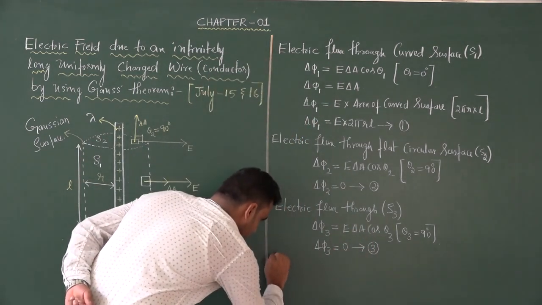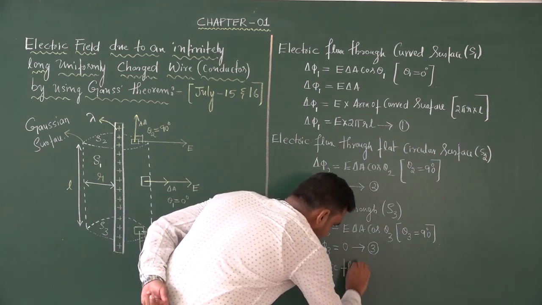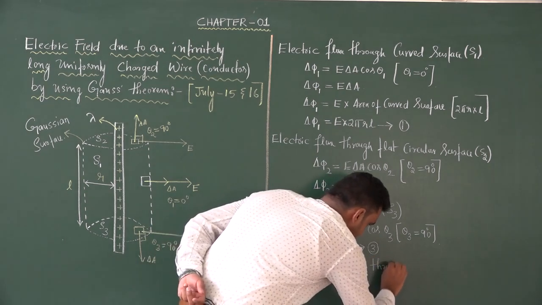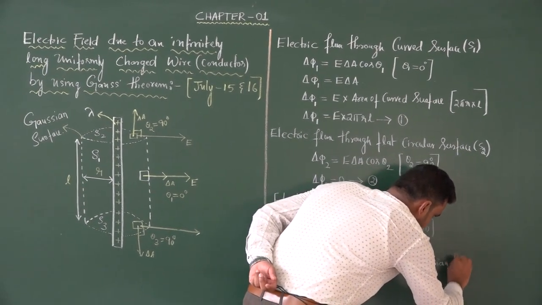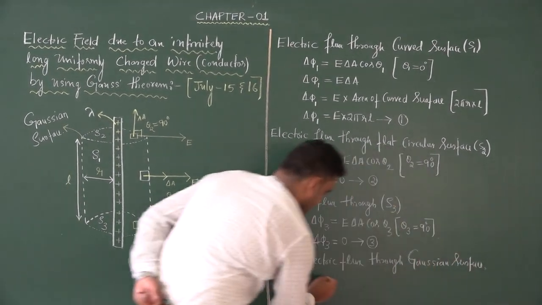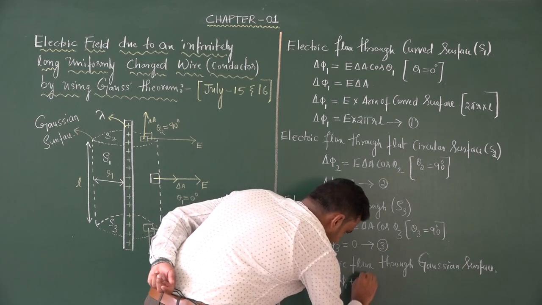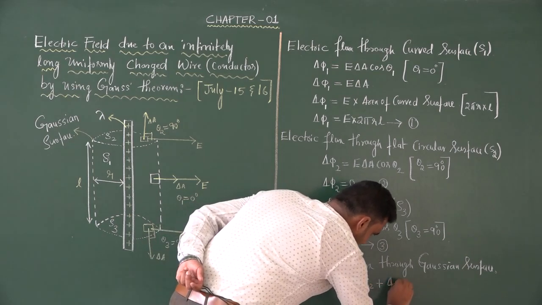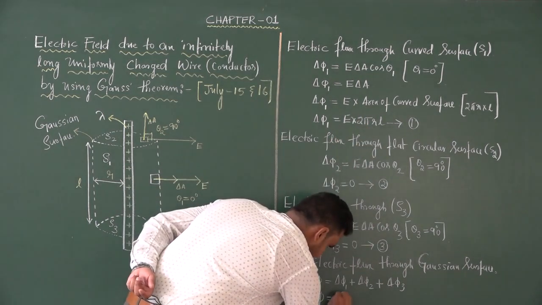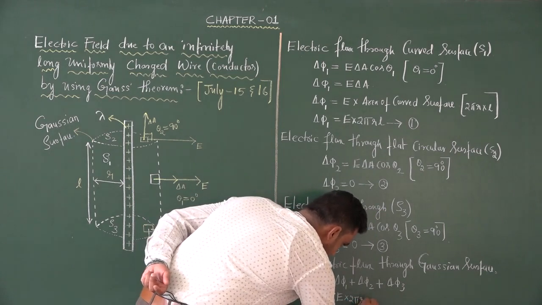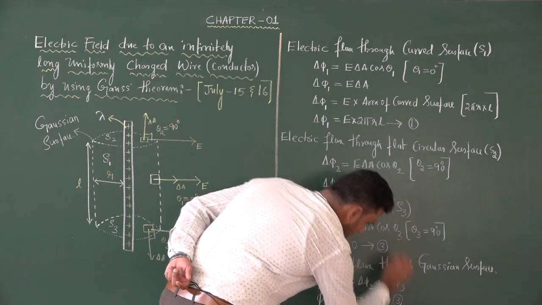Total electric flux through the Gaussian surface, we must add. So phi is equal to delta phi 1 plus delta phi 2 plus delta phi 3. So phi will be only E into 2 pi R L, E into 2 pi R into L. Why? Because here also 0, here also 0. This we can make it as equation number 3.